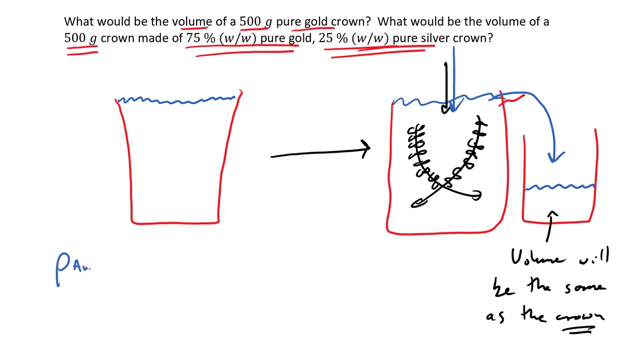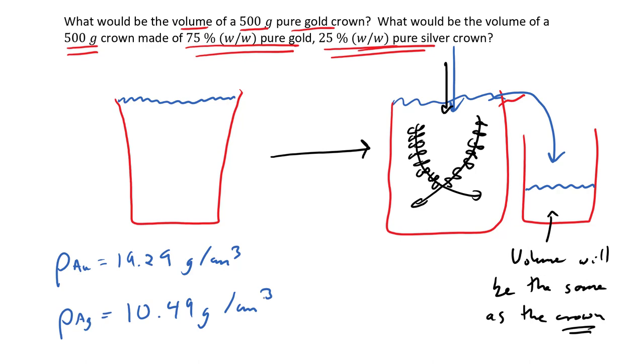Density of gold. Gold is AU. How I remember that is AU, come back with my gold. And my density of silver is 10.49 grams per centimeter cubed. You can see gold has a higher density than silver.